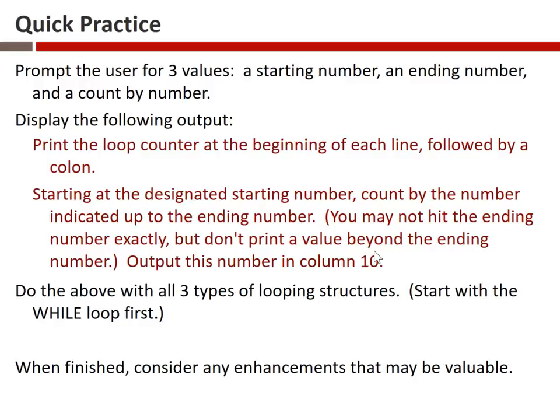And you don't ever want to print a number higher than the ending number. So let's say the user said start at 2, end at 10, and count by 5s. So you would print out 2, 7, and be done. Or if the user said start at 2 and count by 2s up to 20, you would write out 2, 4, 6, 8, 10, 12, 14, 16, 18. And let's see if it says what to do. Starting at the designated number, count the number indicated up to the ending number. You may not hit the ending number exactly, but don't print a value beyond the ending number. So in this case, I would print out the 20.